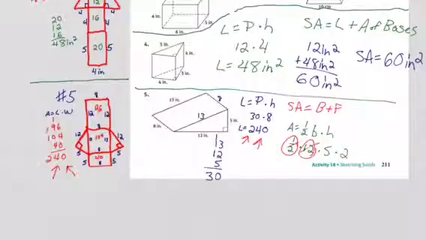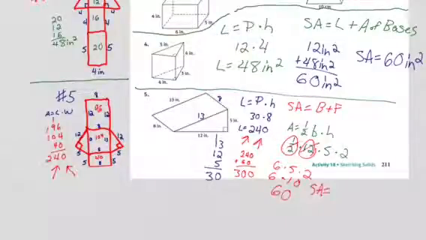So 1/2 of 12, of course, is 6. So 6 times 5 times 2. So now I'm going to do 5 times 2 is 10, and bring down the 6. So 6 times 10, of course, is 60. So now I'm going to add 60 to the 240. So 240 plus 60 equals 300. So I know my surface area equals 300, and that's inches squared.